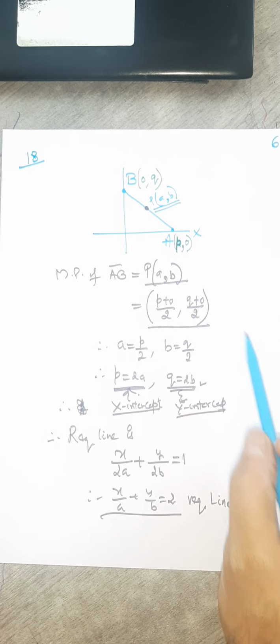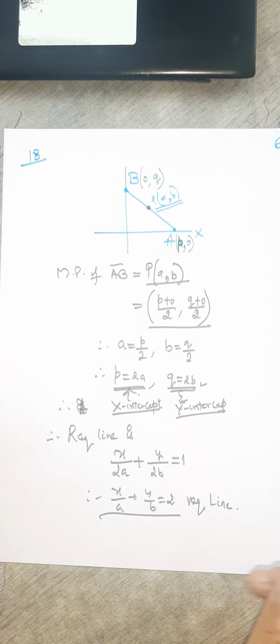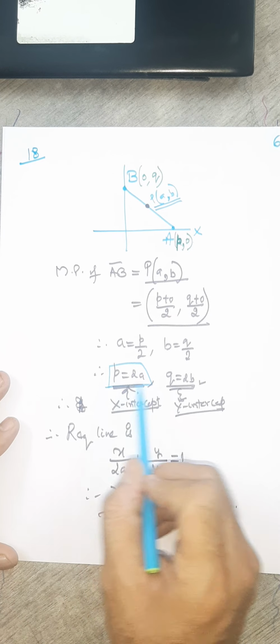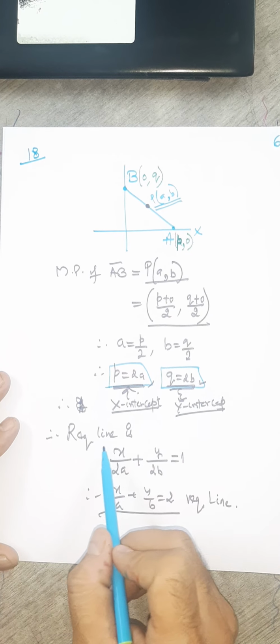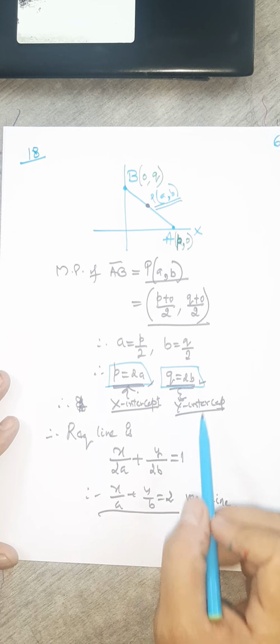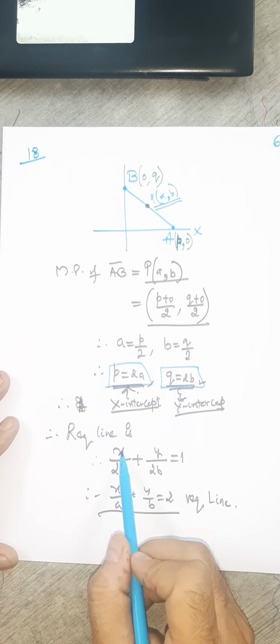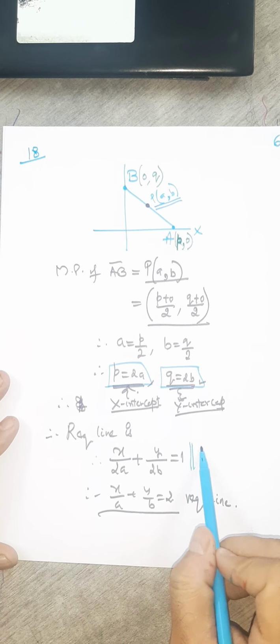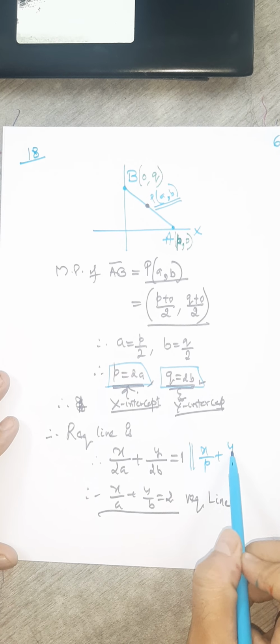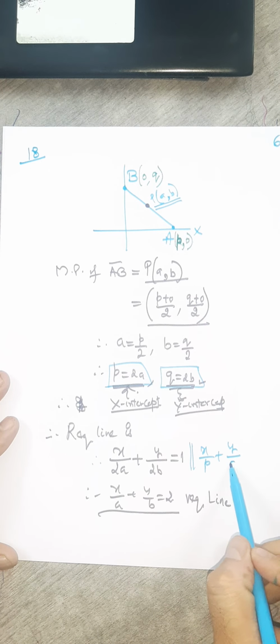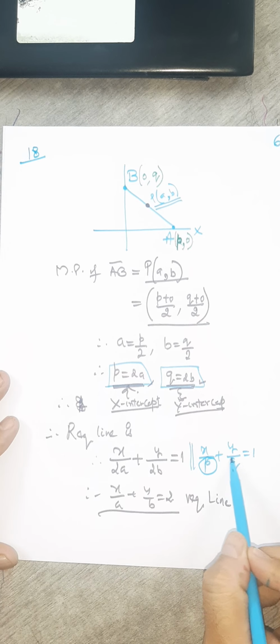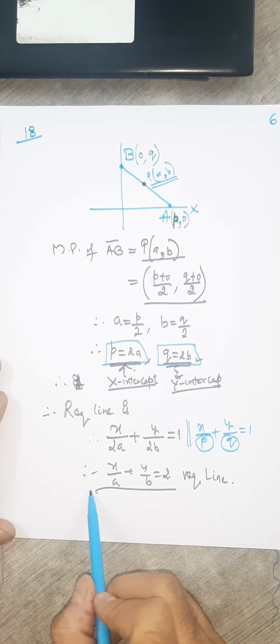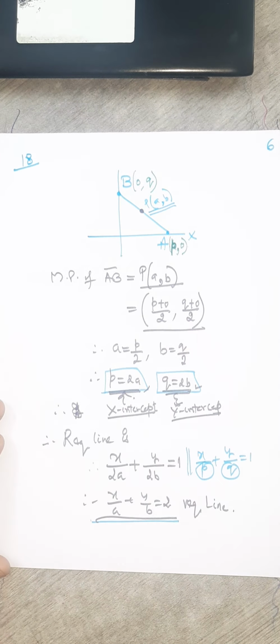So I got the p. p is indirectly nothing but what? X-intercept. And q, what is that? That is the y-intercept. And once you have two intercepts, then I can use this x upon A plus y upon B equals 1, where A is here p and B is q. I've just placed the values of p and q here and then just simplifying we're getting this.